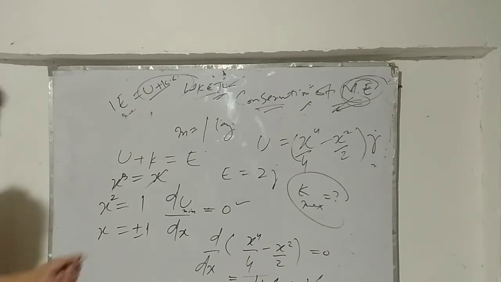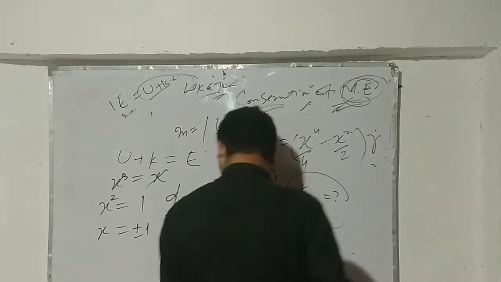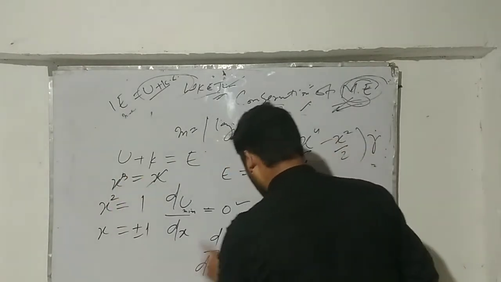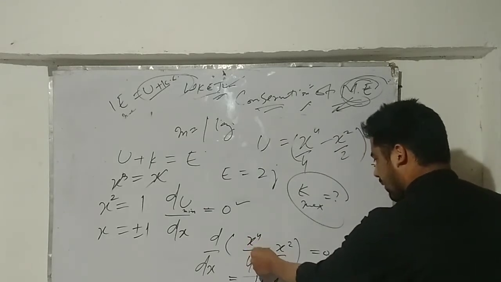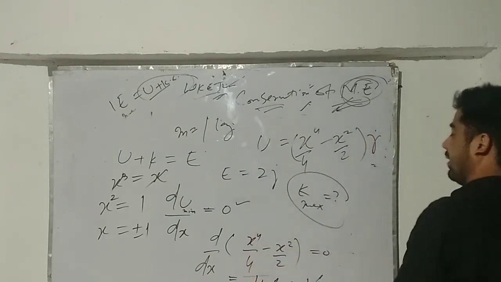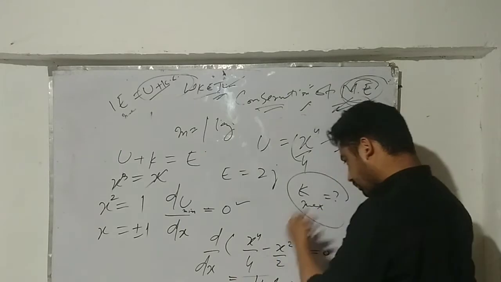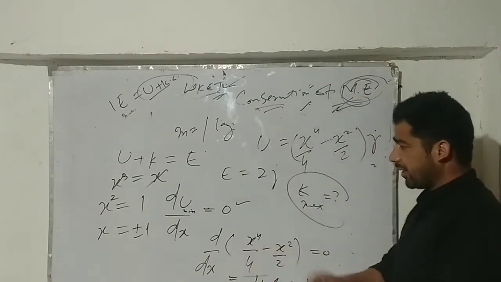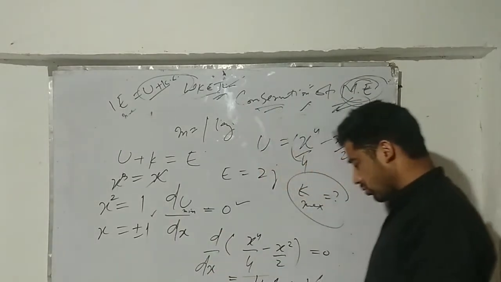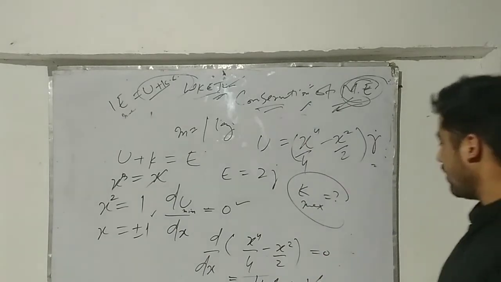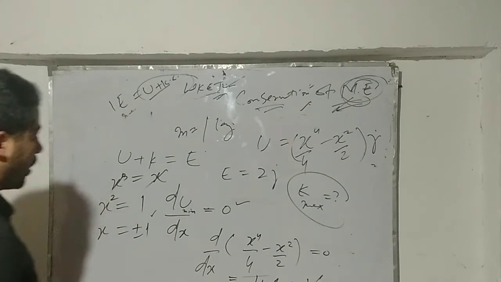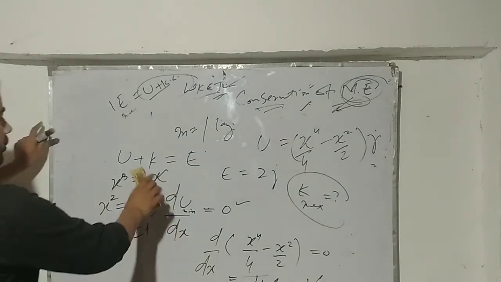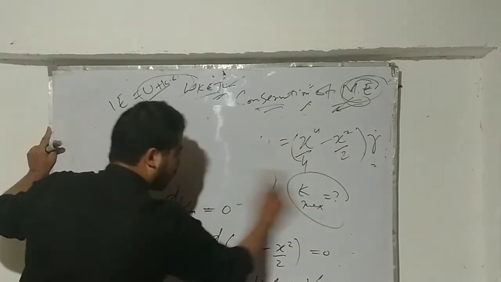Here it's not mandatory to go for another derivative, whether I put plus 1 or minus 1, both will give me the same result, because x has even powers in this and this. So whether I take minus 1 or plus 1, under both situations I will get the same value for the minimum.